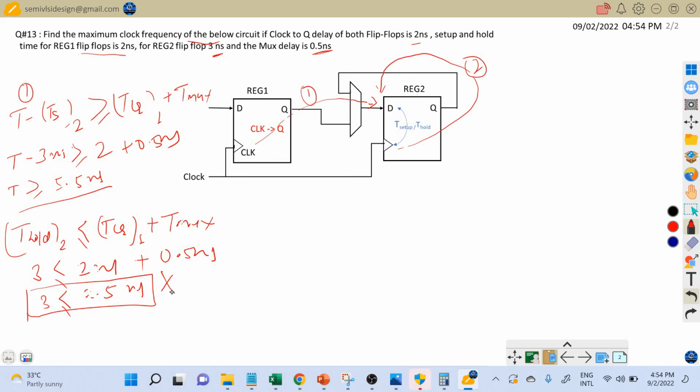A very important point to note here is to always try to find both setup and hold timing equations, whatever the question is asking. In this question, they are asking the maximum clock frequency. We know that the clock frequency or time period is only used in the setup equation, so we would just write the setup equation and give our answer based on that result, but that is not always true. Along with that, we have to check the hold timing check.